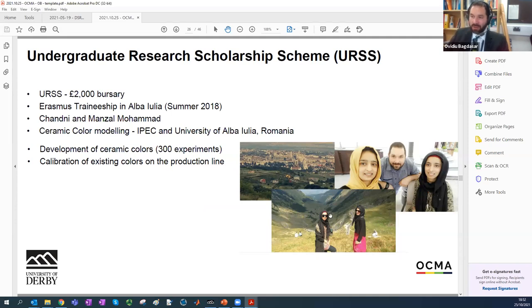So the students were supported by Erasmus bursary, by research bursary. They worked on a real problem in a ceramics factory, which produces the ceramics for IKEA. And through research connections, they were able to work in the factory, to do simulations. And now they both do PhD in mathematics at Loughborough University, one of the top universities in the UK.